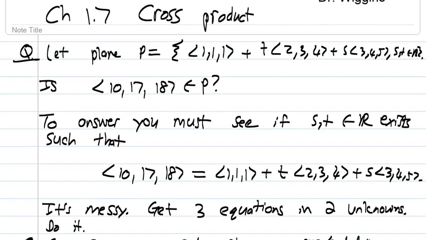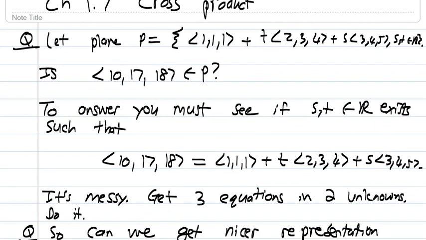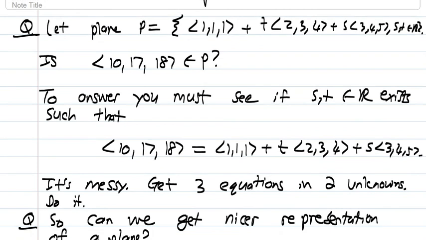So you end up getting three equations and two unknowns to solve, and it's pretty messy, right? If you get a solution, then the point is on the plane. If you don't get a solution, the point is not on the plane. So it's pretty tedious, all right? So this leads to the following question.